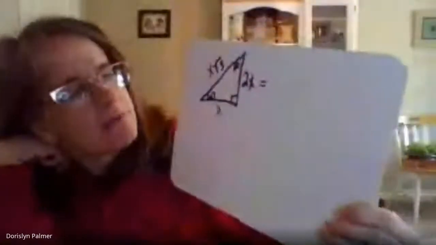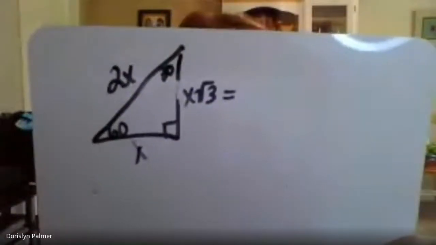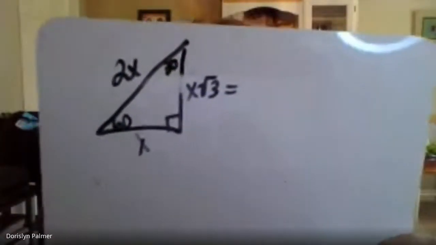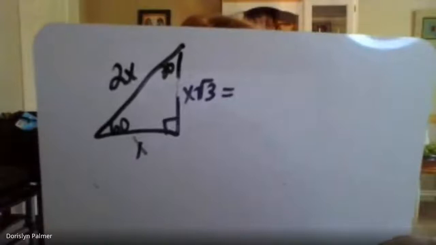Wait, what do all the sides equal? Make your short leg x. That means your longer leg, I wrote that wrong. Your longer leg is x root 3. And your hypotenuse is 2x. All right, I had to change mine up. And you're doing cosine of 60.